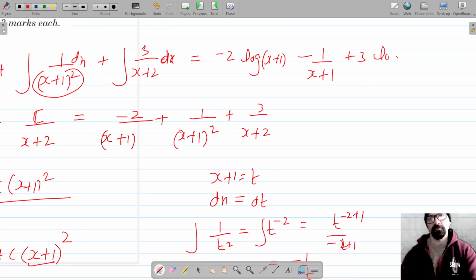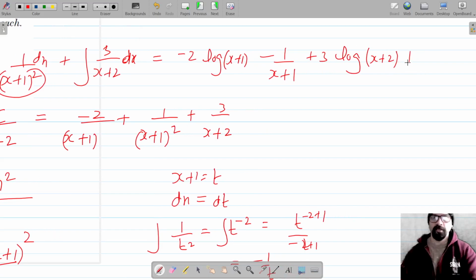3 is out, and this is log of (x + 2), and let's add the constant c. So our integration is -2 log of (x + 1) minus 1 upon (x + 1) plus 3 log of (x + 2) plus c.